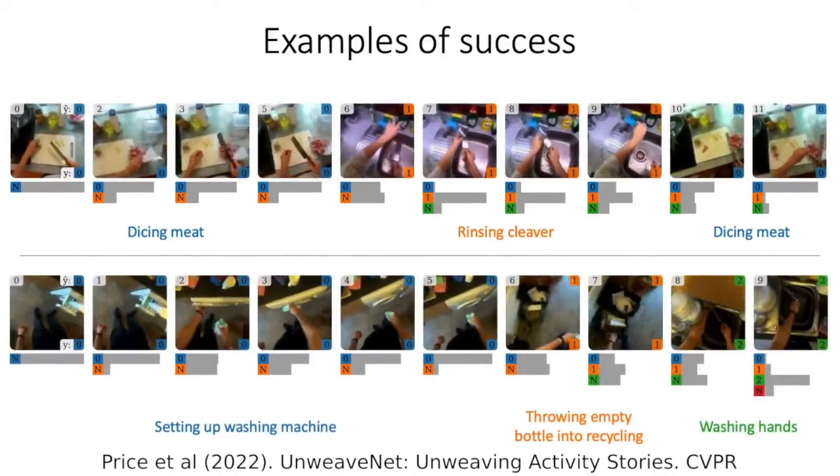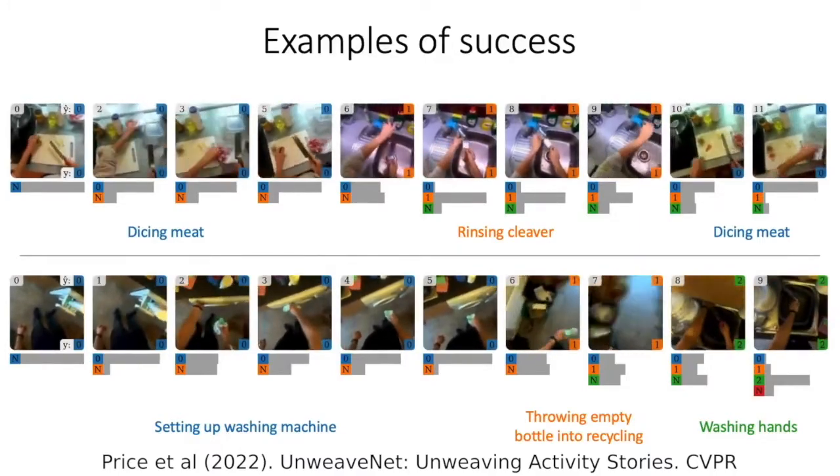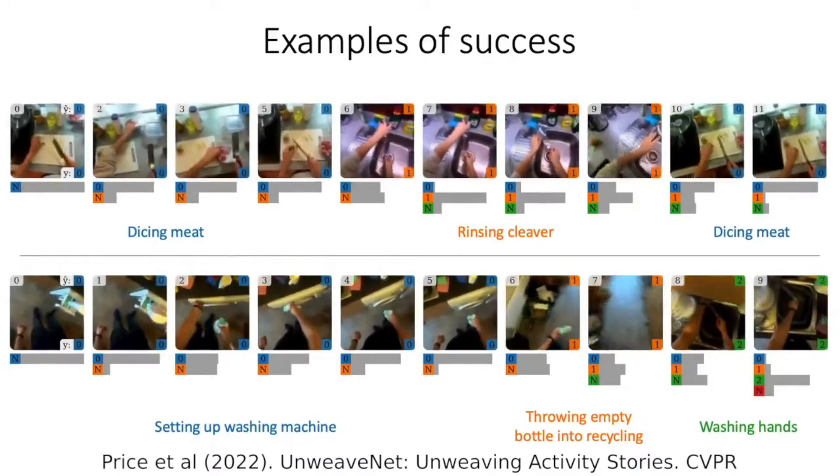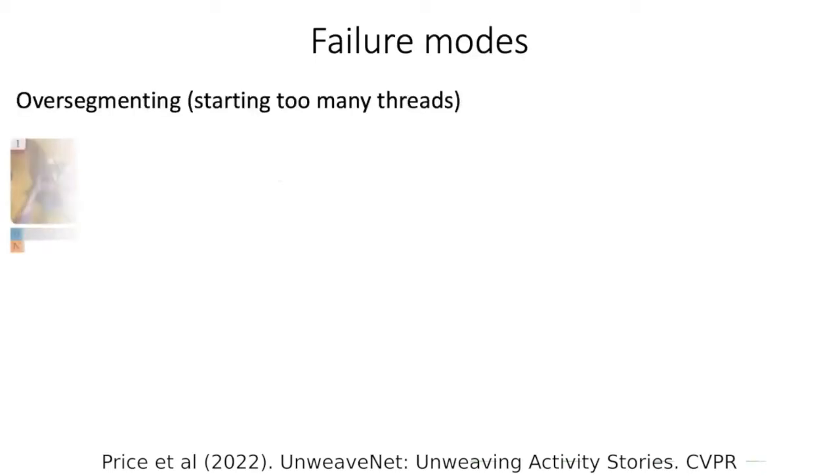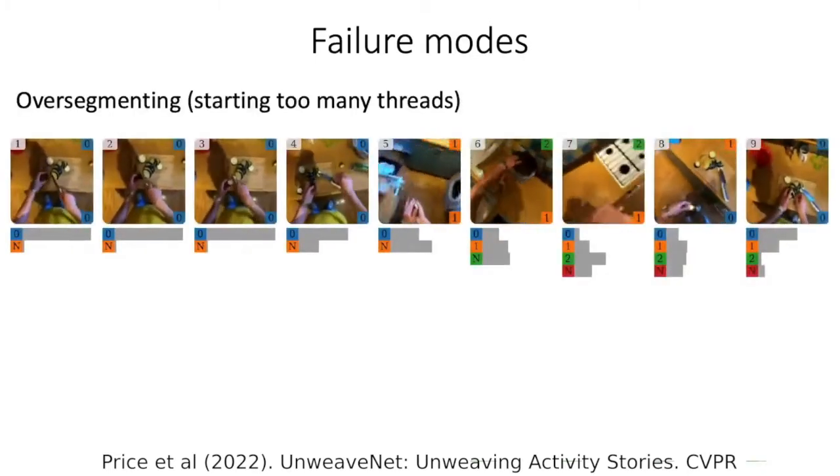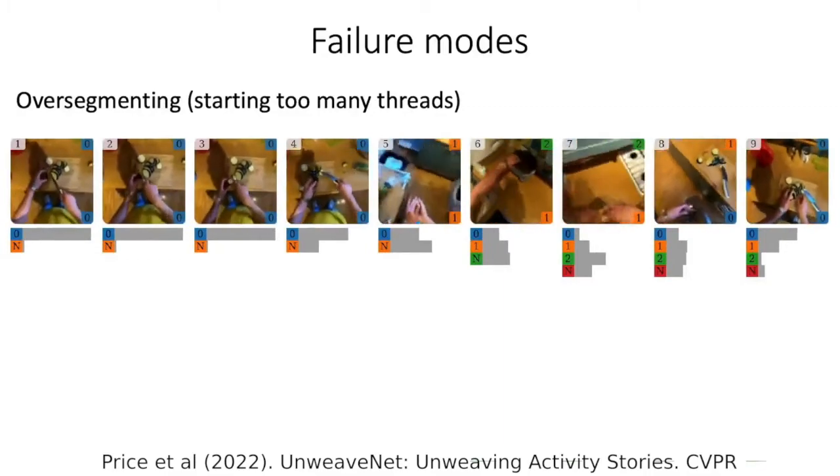In this bottom example, we see that UnweaveNet has successfully detected the activity transitions from setting up the washing machine to recycling the empty bottle to washing hands. The following examples demonstrate common failure modes of UnweaveNet. UnweaveNet can over-segment video, splitting it into too many threads.